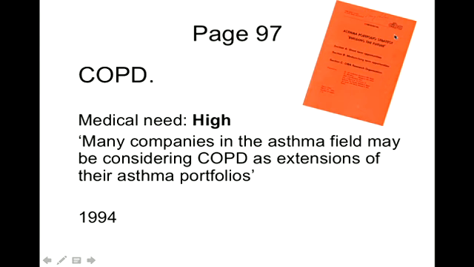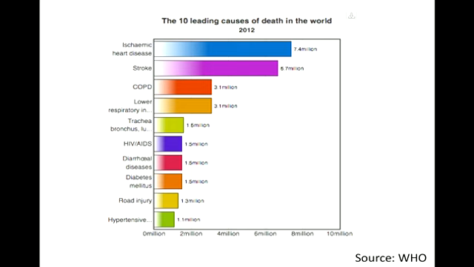Swiss drug house. In 1994, many companies in the asthma field were considering COPD as extensions of their asthma portfolios. And so what we've seen because of these clinical trial difficulties is that really the only medicines that are available for COPD are those that were originally made for asthma, bronchodilators, crossed over into the COPD area, and there's a controversial role of steroids in COPD for reasons we'll go through a little bit later.